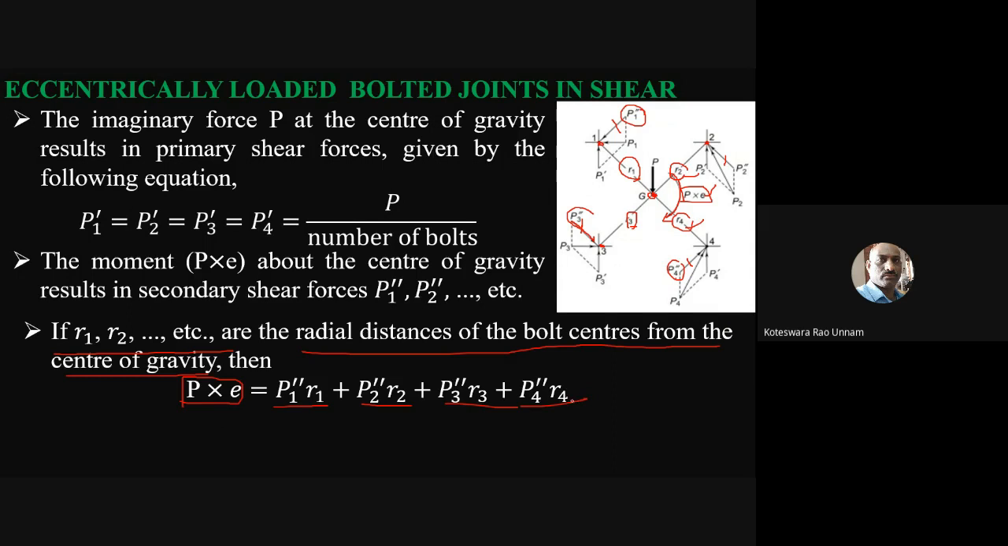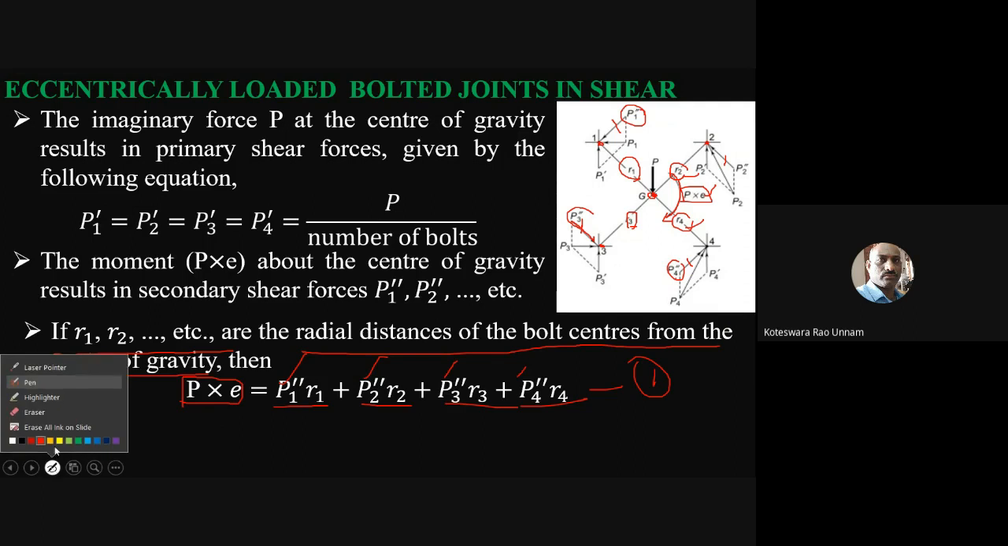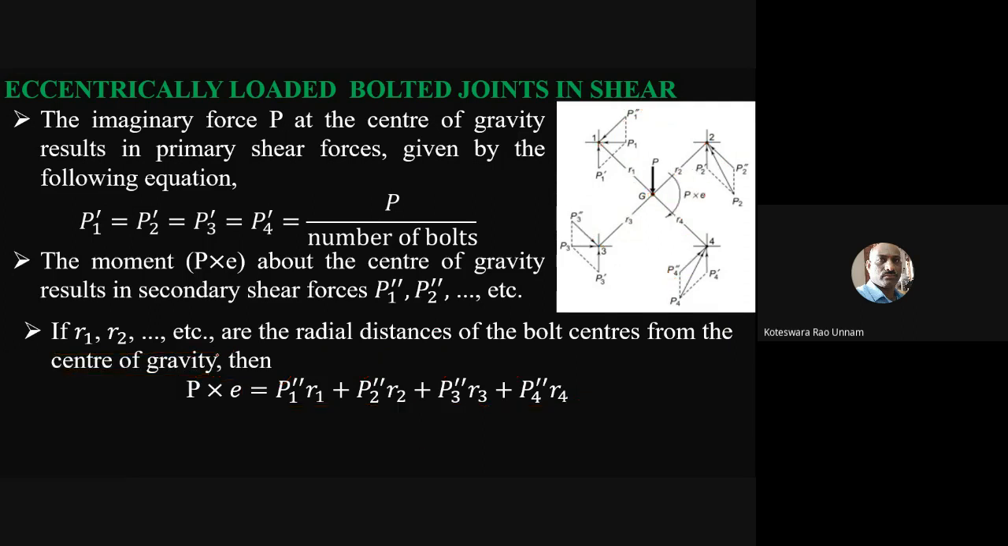So it is only one equation I have. But how many unknowns do we have? We have P1, P2, P3, P4. 4 unknowns are there, and only one equation. With one equation, I cannot solve for 4 unknowns. So I require 3 more equations, but from the equilibrium condition, I will get only one equation.